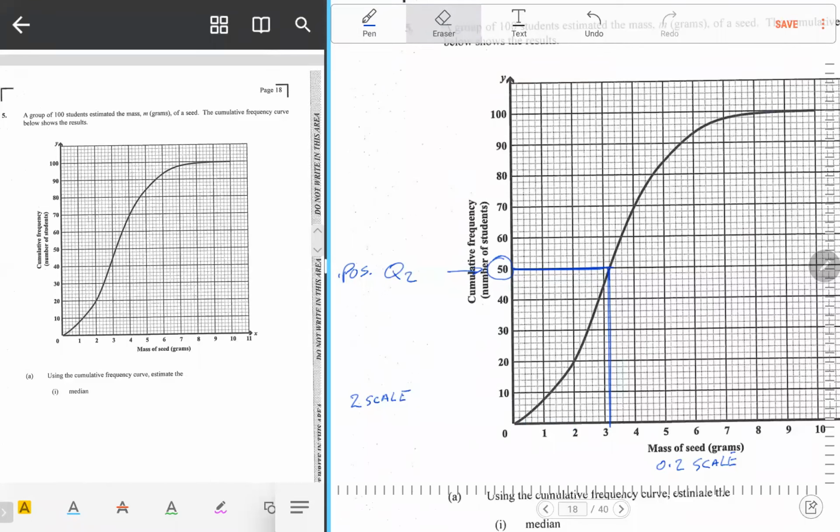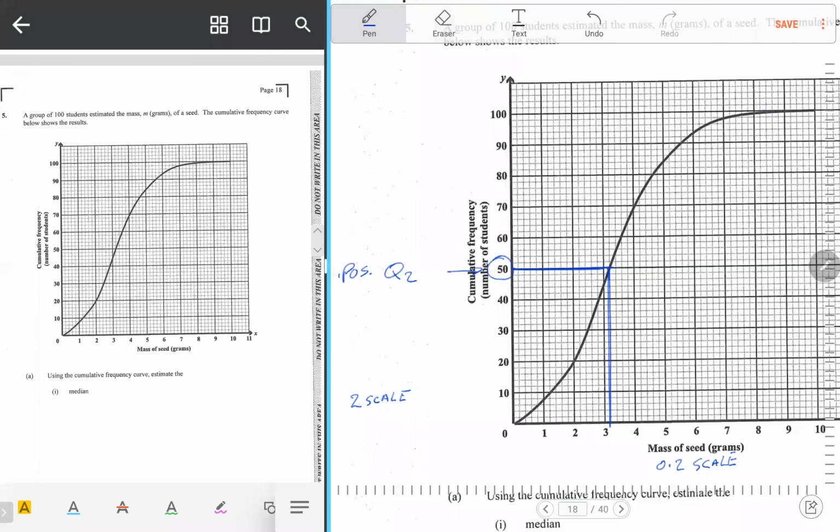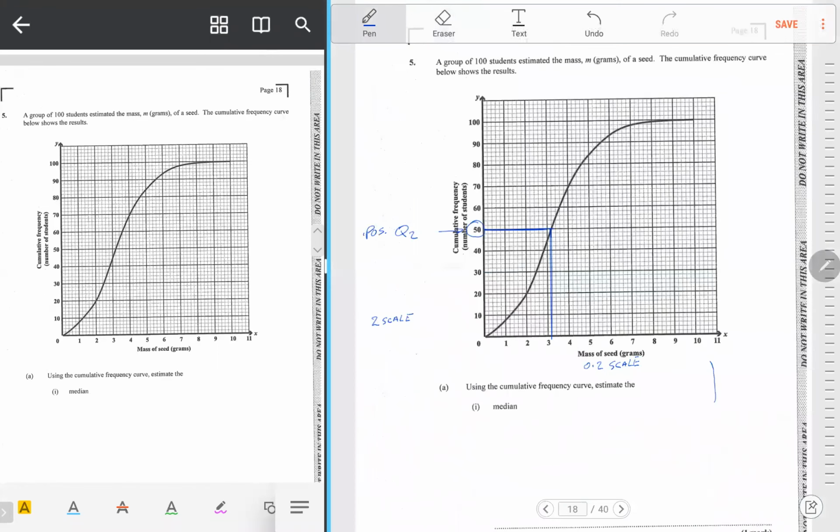So basically then, this is 3.2. Agreed? Every line is 0.1. Good. So the median Q2 equals 3.2. You have to put the unit of measurement, which is grams. If you don't put the grams, you're going to lose marks. You cannot just write 3.2, guys. You have to write 3.2 grams. The median mass is 3.2 grams.